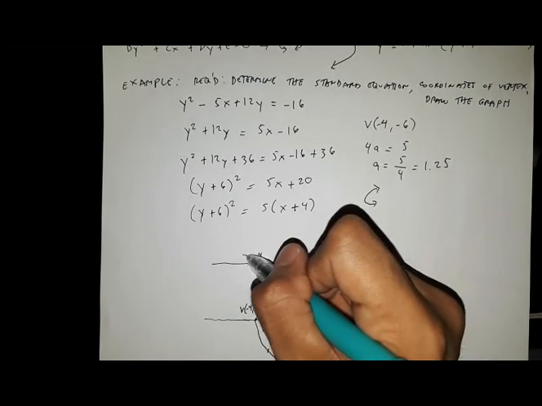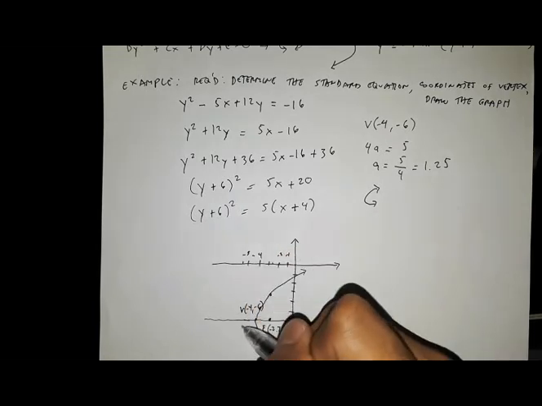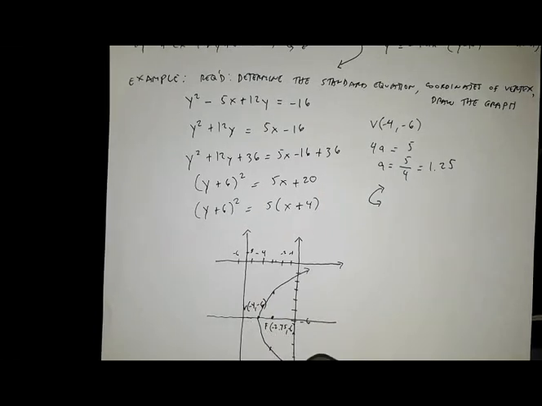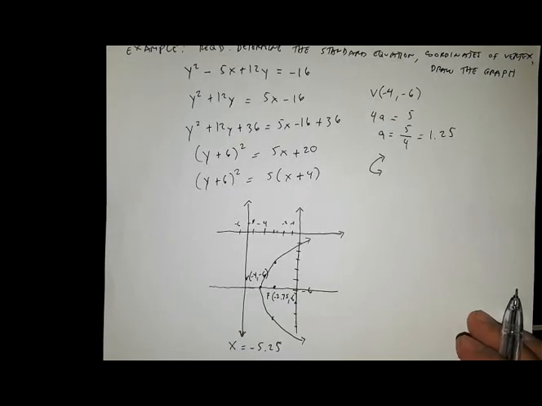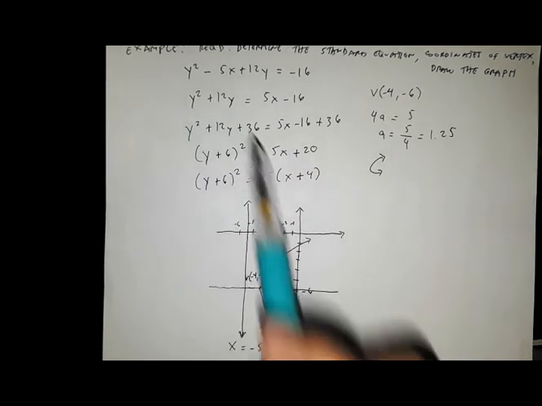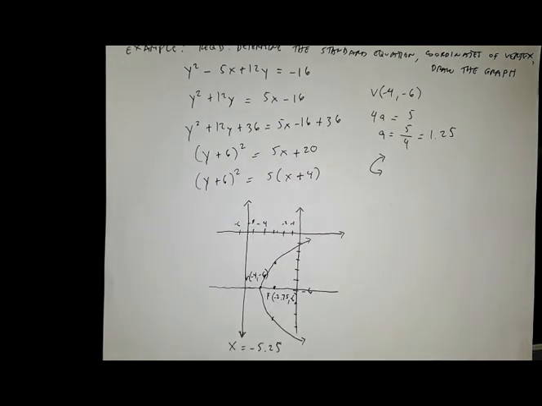So we have here negative 5.25. So your directrix will be somewhere here, and your directrix has the equation of x is equal to negative 5.25, and that gives you the graph for the parabola with a standard equation of y squared minus 5x plus 12y equals negative 16.